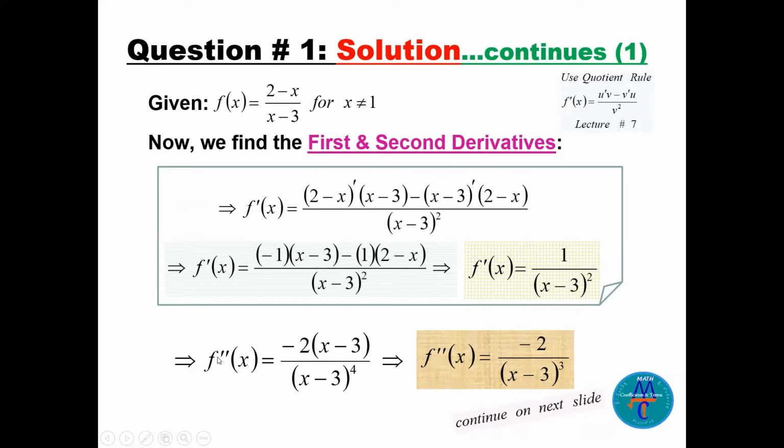Now, easily you can find f double prime. You have 2 ways. Either you can use the quotient rule again. This is u, 1 is u, and this is v. Or you can use the reciprocal. You know that. It's minus the derivative of the function over the function squared. Now, when you cancel x minus 3, you will have f double prime equals minus 2 divided by x minus 3 cubed.